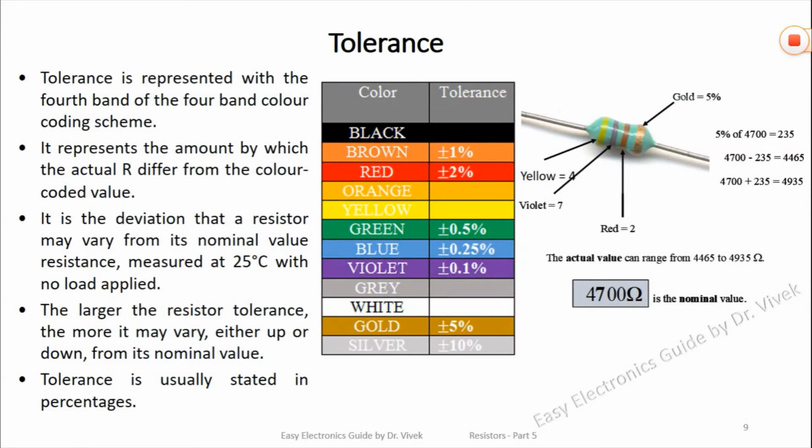Tolerance is represented with the fourth band of the 4-band color coding scheme. It is the deviation that a resistor may vary from its nominal value resistance measured at 25 degrees Celsius with no load applied. Tolerance is usually stated in percentages.